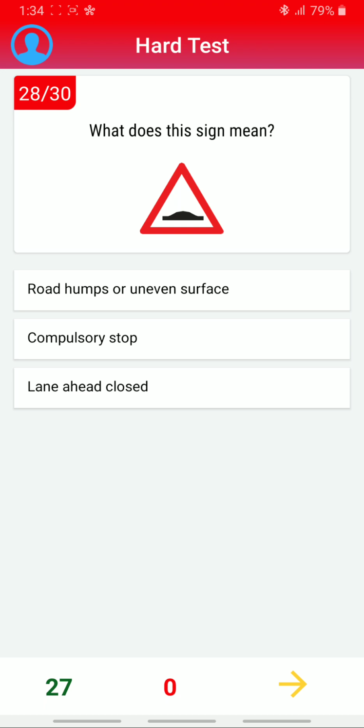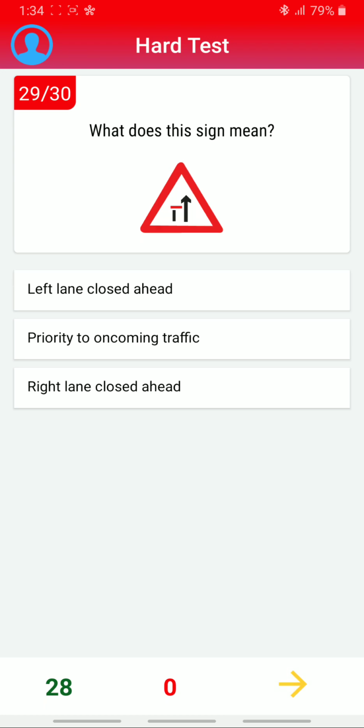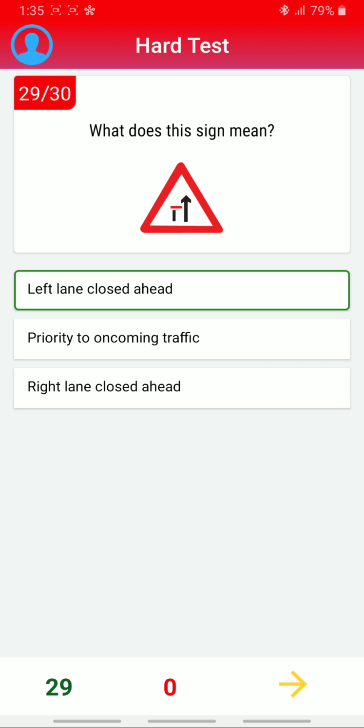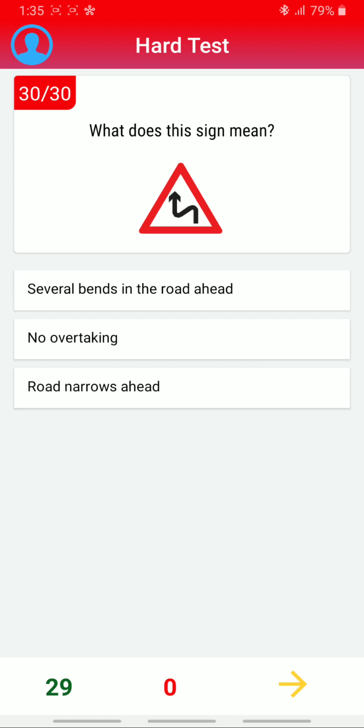This is also a very important question. You will see in many places on the road the humps or uneven surface, jumper, like that. So the first option is correct. This one is also an important question. What does this sign mean? On the left, you can see there is a red mark at the end, and one arrow continues, meaning on the left side the lane is closed. Yes, left lane closed ahead. First option is correct.